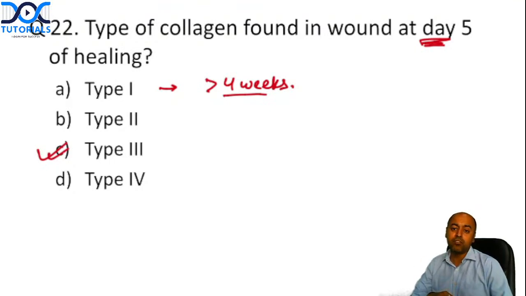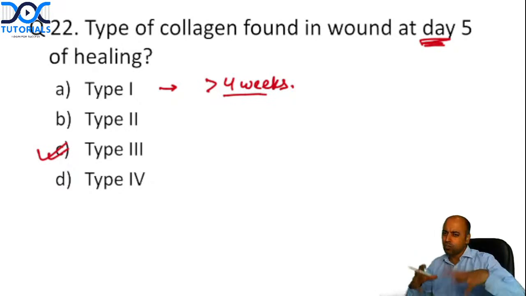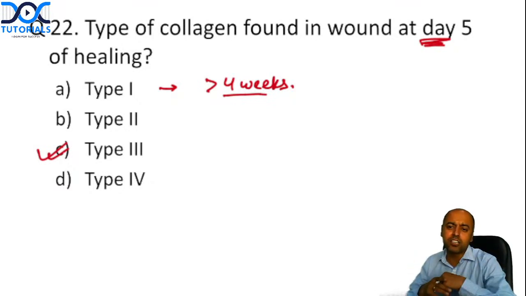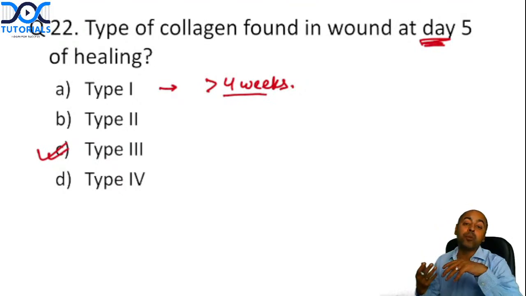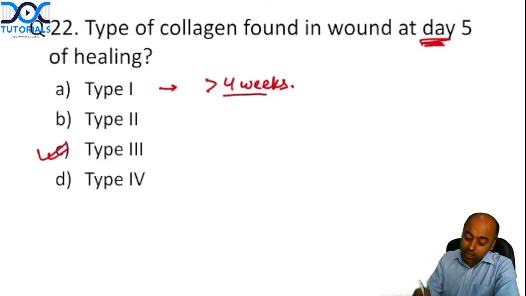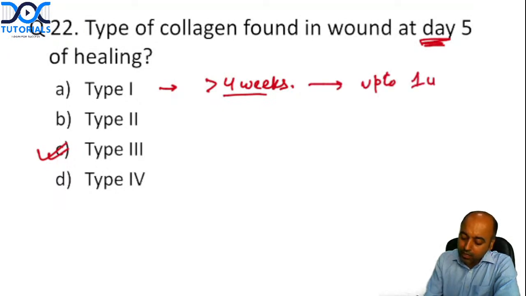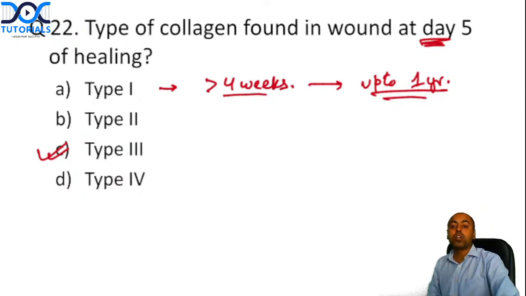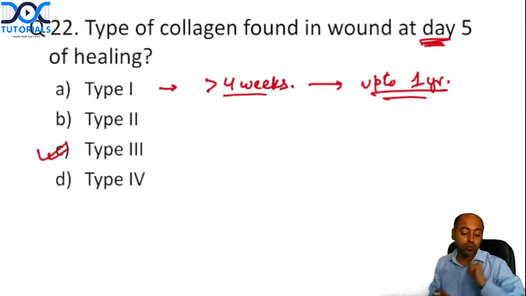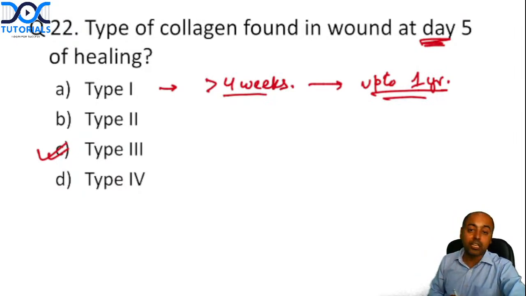Please keep this in mind. If it is day 5, then answer is type 3, but if it is week 5, then answer will be type 1. So type 1 starts coming at the end of 3rd or 4th week, and gradually it will start replacing the collagen type 3, and the collagen type 1 will become predominant. The deposition can continue up till 1 year. So deposition will keep occurring for a long duration, up till 1 year.